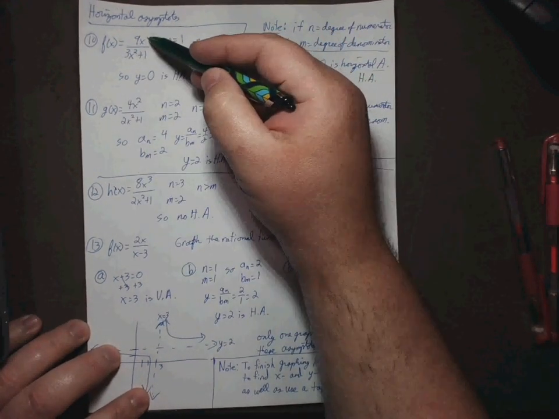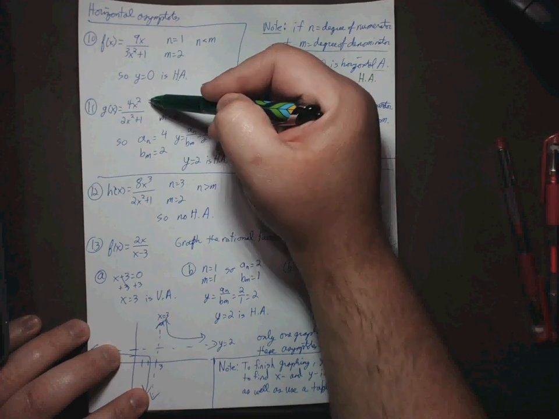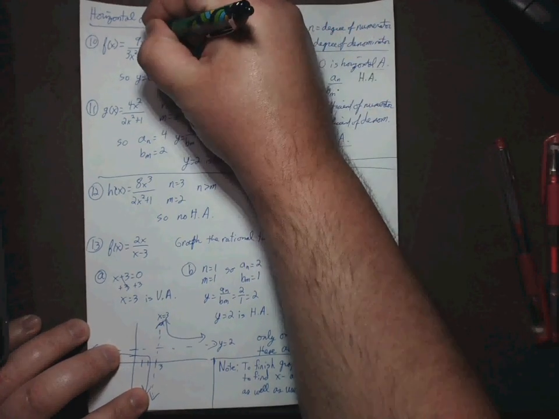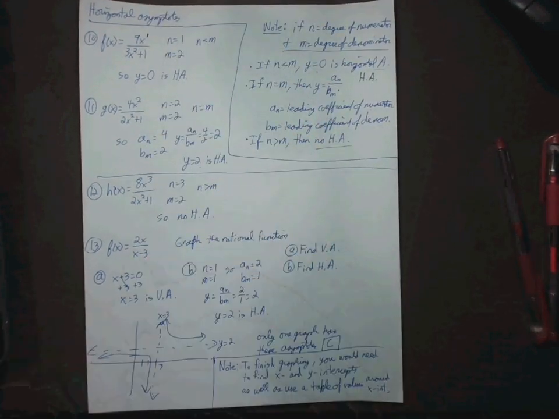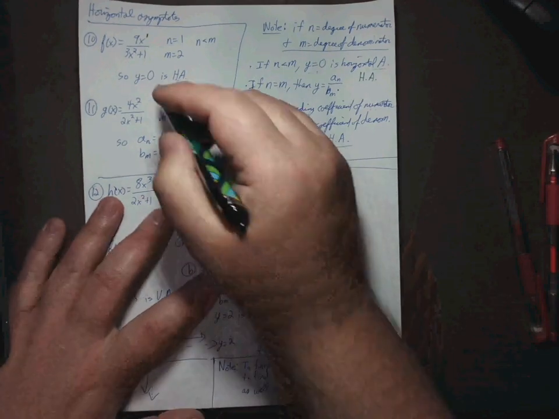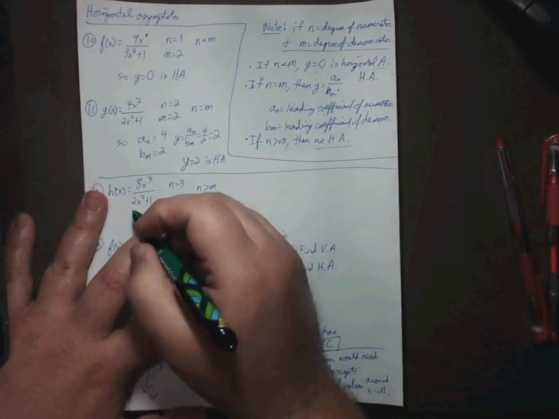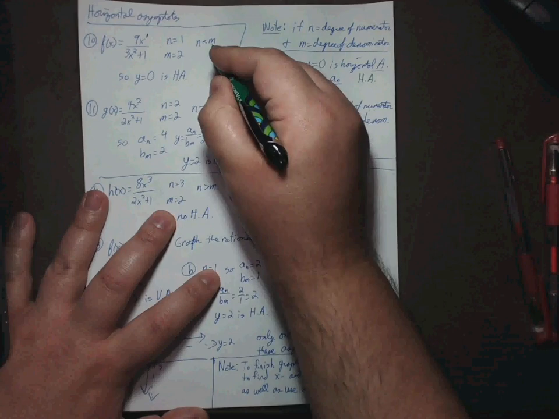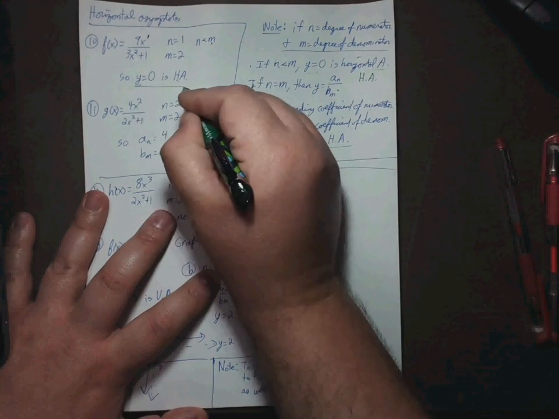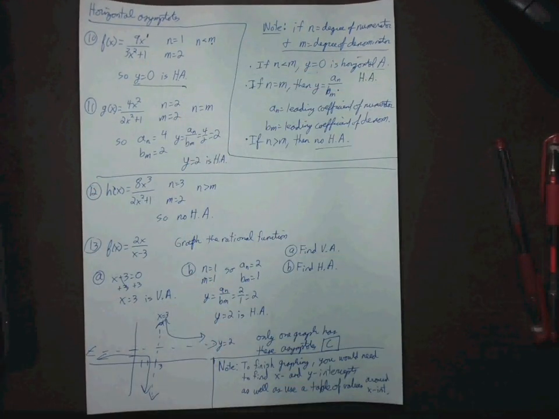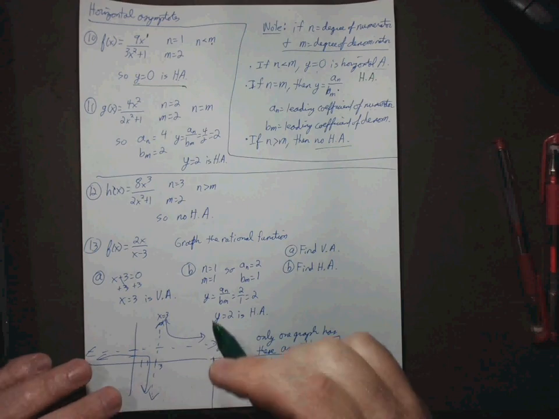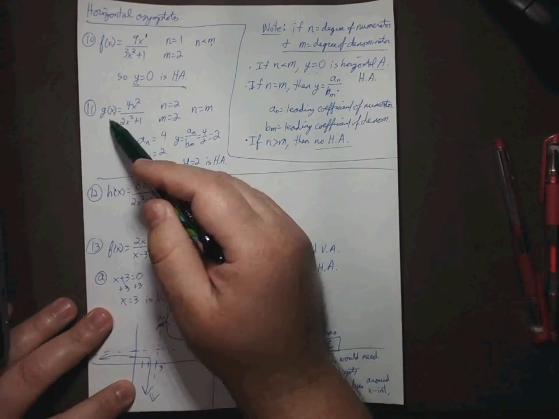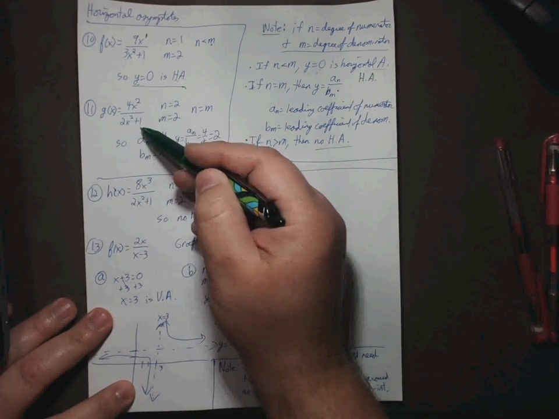Number 10, 9x over 3x squared plus 1. The degree of the top is 1. Remember, it's the highest power of x. The degree of the bottom is 2. N is less than M, so y equals 0 is your horizontal asymptote. That's all it was asking for in this problem. Now, you're going to need to use that later to graph and things like that, but one step at a time. Number 11, 4x squared over 2x squared plus 1.